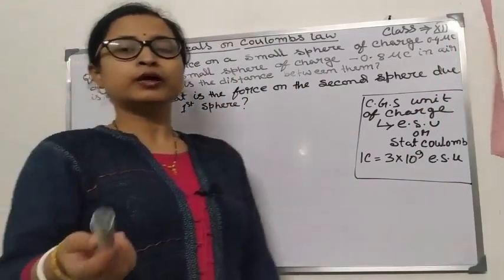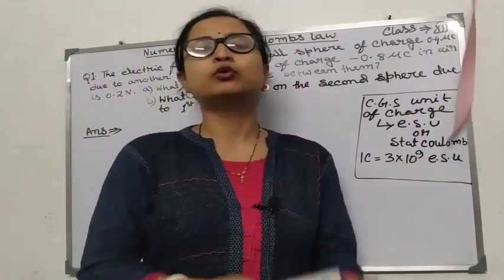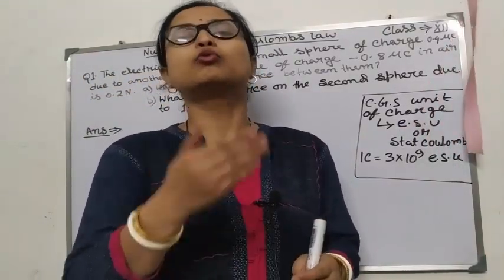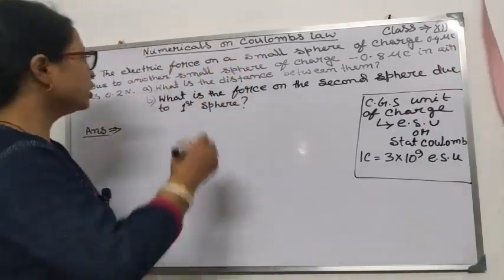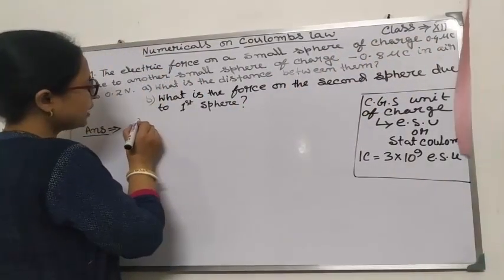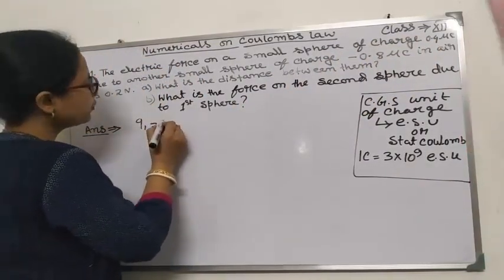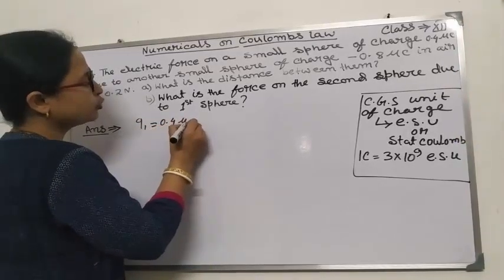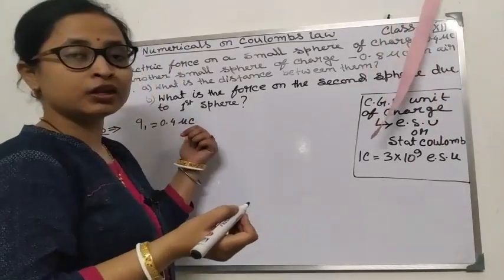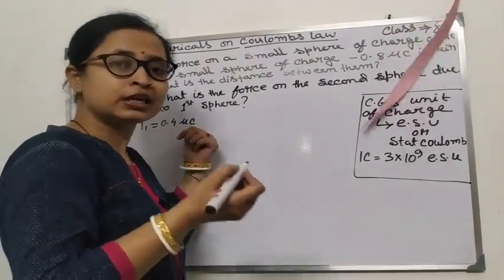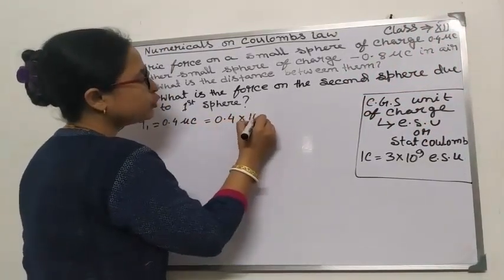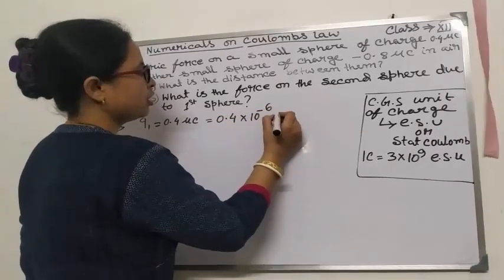As I told in my previous numerical class also, whenever you start solving a numerical, first write down the quantities that are given and the quantity you have to find. So, here what are the quantities? First charge is given 0.4 microcoulomb, that means Q1 is equal to 0.4 microcoulomb. Now, as I told you, we have to take care of the unit system. Here it is given in microcoulomb, so we have to change it into coulomb. That means it will be 0.4 into 10 to the power minus 6 coulomb.